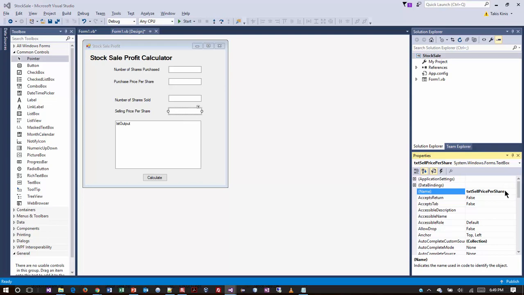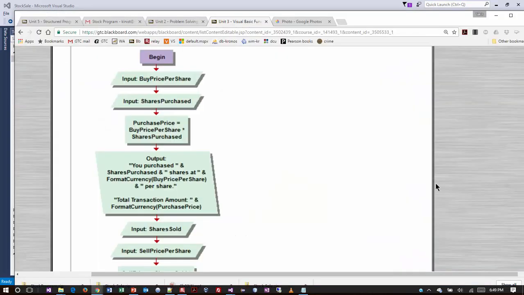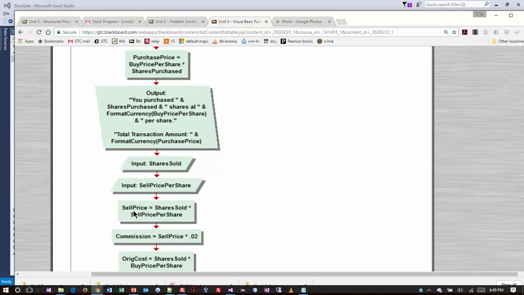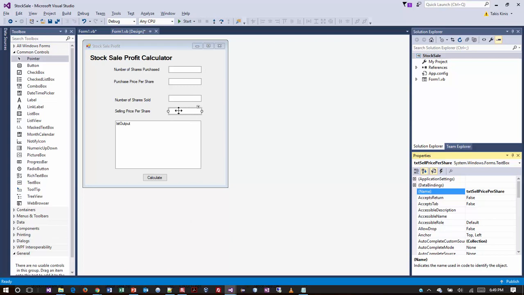And the reason that that's an issue, just to refresh, is sell price actually has a different meaning, which is going to be a variable that's going to hold the total of the sell price per share times the number I sold. So that's why I made that change. So just to reiterate, that text box is sell price per share. So I changed it from what it was originally.